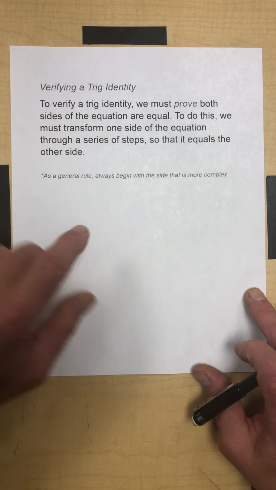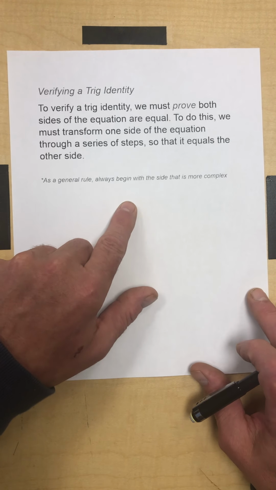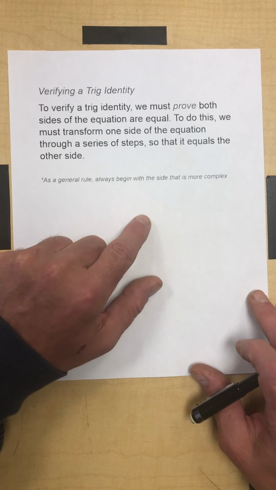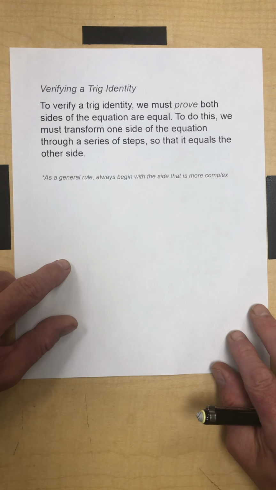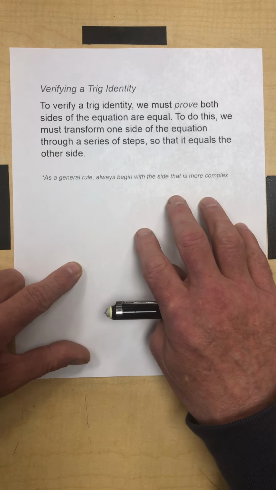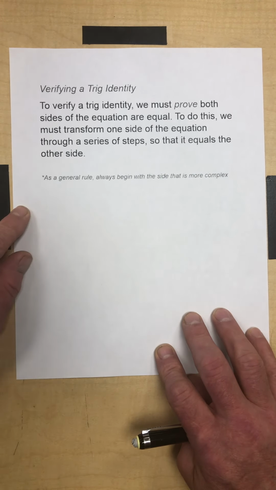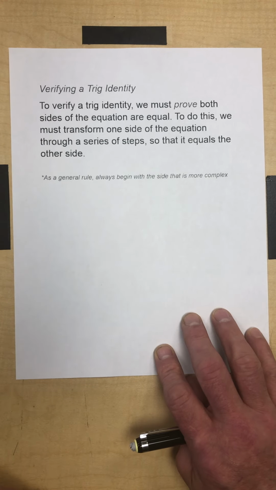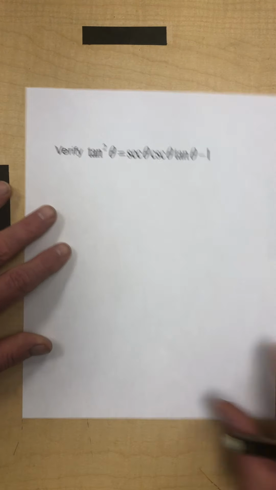As a general rule, you always start with the side that seems more complex, the side that seems a little busier. If we start on the busier side and can simplify it down to what's on the other side, then we verify the trig identity. We've been working on these different types of simplification, so let's get through one of these and then we'll do some more tomorrow.